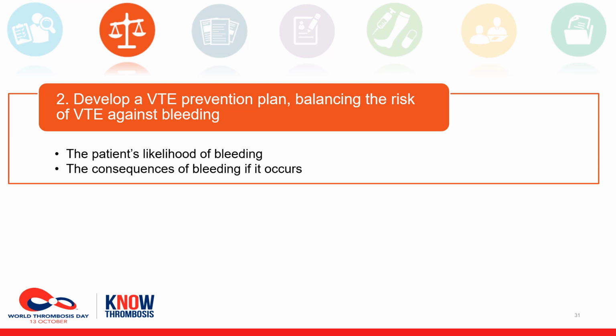So the second quality statement is all around developing a VTE prevention plan, balancing the risk of VTE against risk of bleeding. And of course, things that clinicians are thinking about is what's the patient's likelihood of bleeding? Is it high or low? And what are the consequences of bleeding if it occurs? Is it more likely to be minor, or is it likely to be catastrophic?